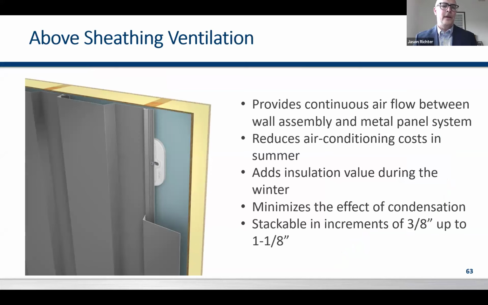Another option is above sheathing ventilation shims. This is primarily used in the metal roofing world, actually, but it is finding a place in the metal wall panel space as well. You can stack these plastic shims. You get 3/8 inch, 3/4 inch, up to 1 1/8 inch. It does have to go over a structural panel. It also should probably only be installed with structural concealed fastener panels.